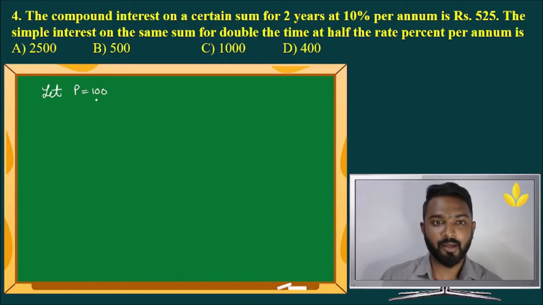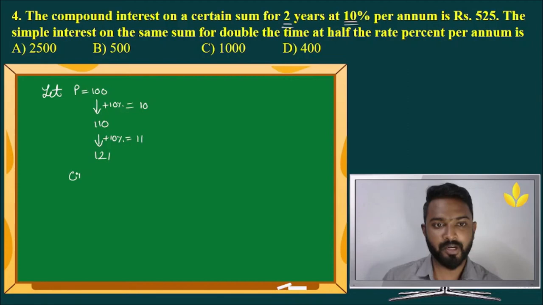Okay, now this first increases by 10%. It's given over here, 10%. 10% of 100 is 10. This plus this is 110. Then this again increases by 10%, twice because 2 years. This is 11. 11 plus this is 121. So the compound interest is nothing but 121 minus 100. That is equal to 21.